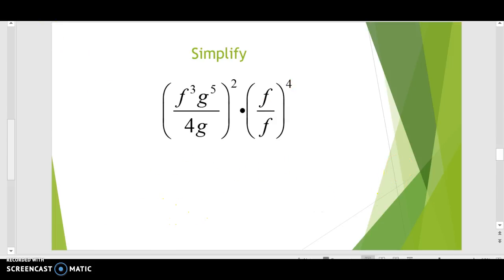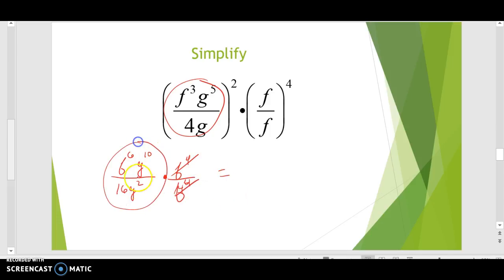These fraction problems, again, raise everything here to the second power first. So f to the third to the second is f to the 3 times 2 is 6. g to the 5 times 2 is 10. Over 4 squared is 16. g to the second times f to the 4th over f to the 4th. Oh, which if you notice, those just cancel out right away.